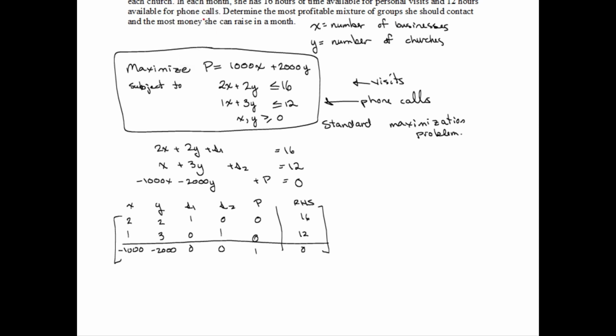Now we're going to do our pivot. We look for the most negative, which will be that second column. So I circle it. There's my pivot column.